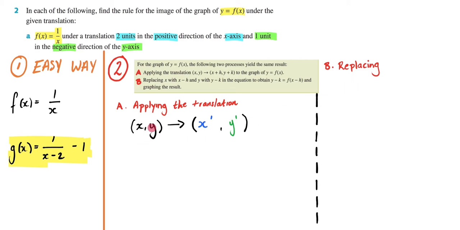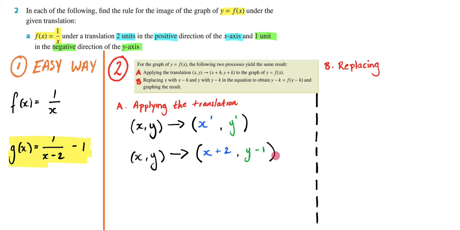So here is an original point on my f of x equals 1 over x graph, an original point. I then am going to apply the translation and get a new point, and I'm calling that x dash and y dash. So let's now get into specifics. So we have our original point, then we're going to apply the translation. So what I'm going to do is take my x and plus 2 to it, because I'm moving 2 units in the positive x direction. So I get my x and I'm plussing 2 to it. Then for my y, the translation is 1 unit in the negative y direction. So I take my y and I minus 1 from it.